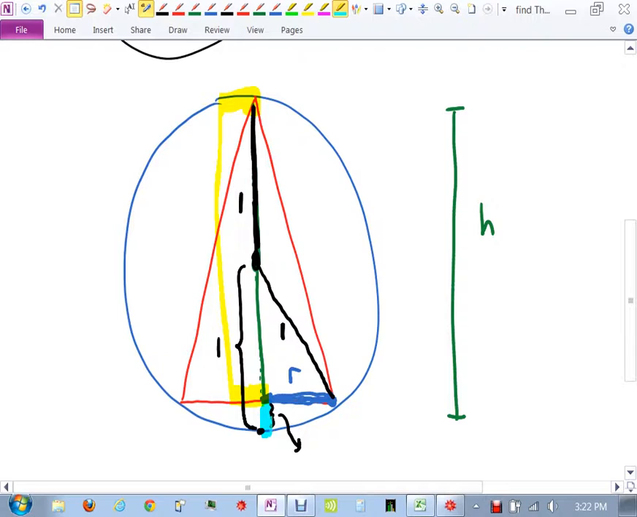This, the little highlighted blue right there, isn't that 2 minus h? Isn't it? I'm just labeling everything I can here. I'm trying to come up with a relationship here.